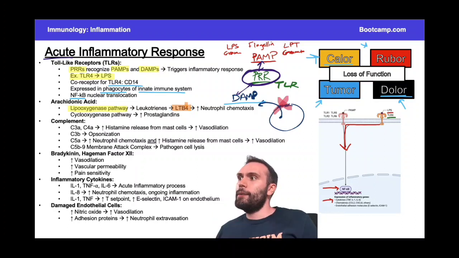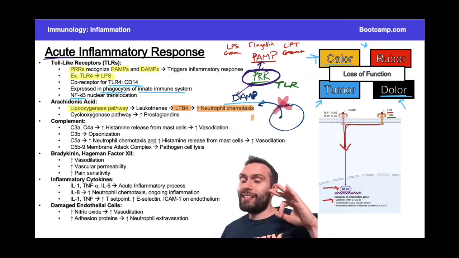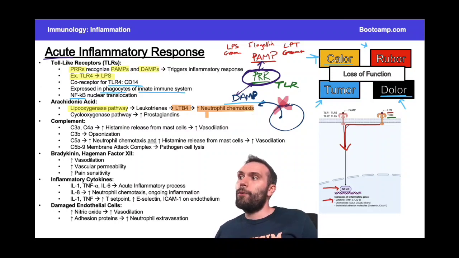LTB4 is going to stimulate neutrophil chemotaxis. Now you know me, I like to think of things in terms of threes. So LTB4 stimulating neutrophil chemotaxis, that's one of the big three that are going to stimulate neutrophil chemotaxis. And if you're not sure what that means, I always think of the end of the term like taxi, right? So you kind of have taxi in the name here. Neutrophils taking the taxi to where they need to go. Okay, so neutrophils are going to get signals, that's where the chemo comes in, chemical signals that taxi the neutrophils to the location where they need to go.